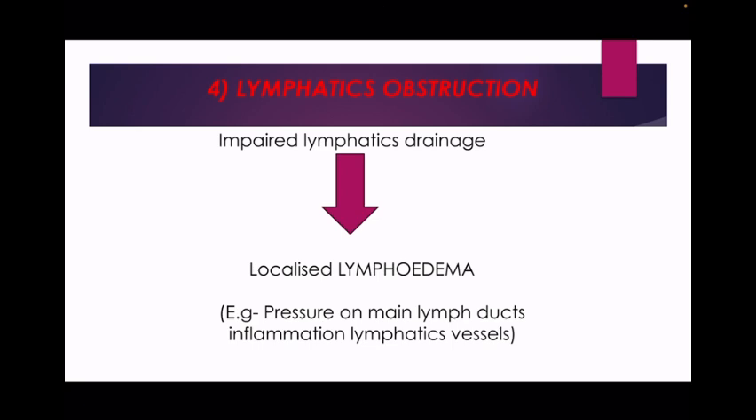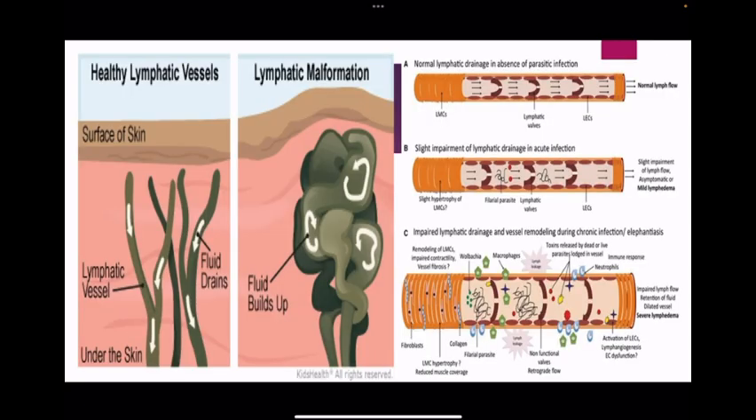The fourth point, lymphatic obstruction: impaired lymphatic drainage which causes localized lymphedema. For example, pressure on main lymphatic ducts or inflammation of lymphatic vessels. Now this is a diagram.